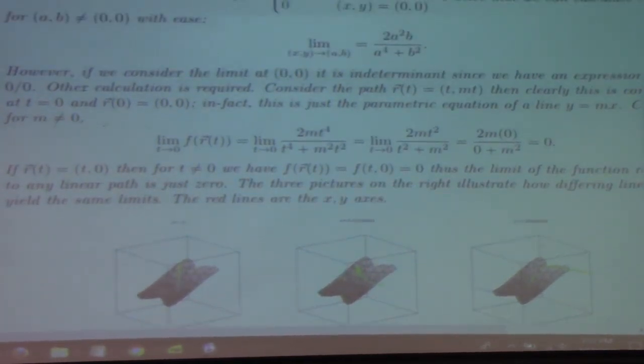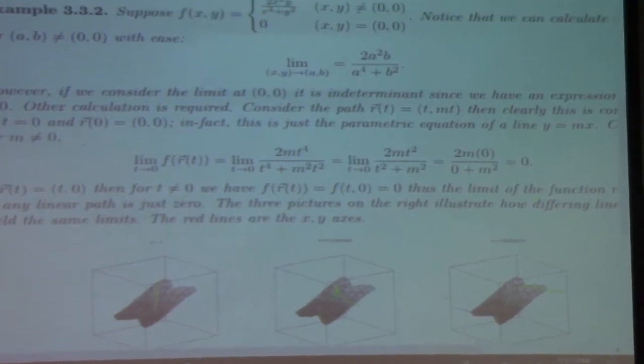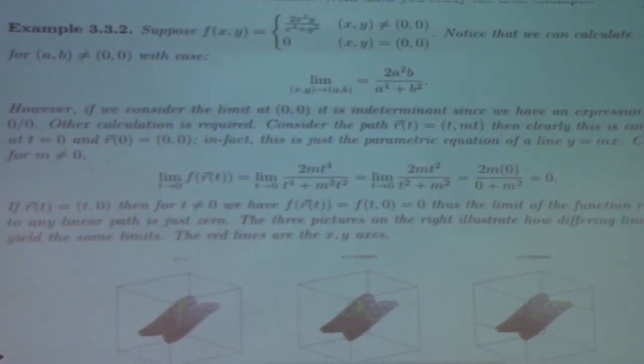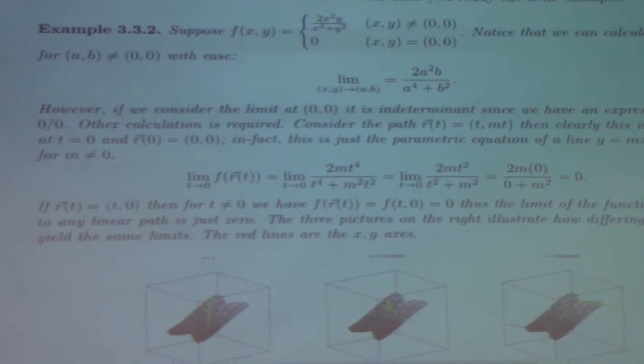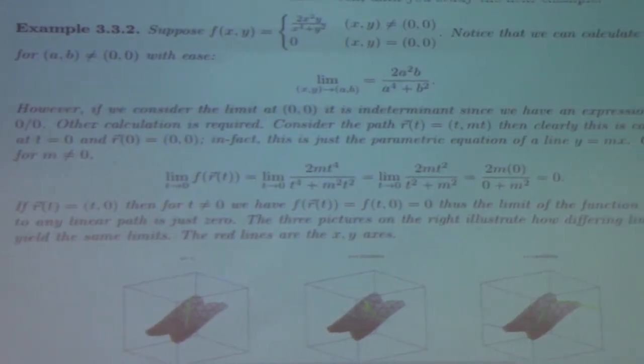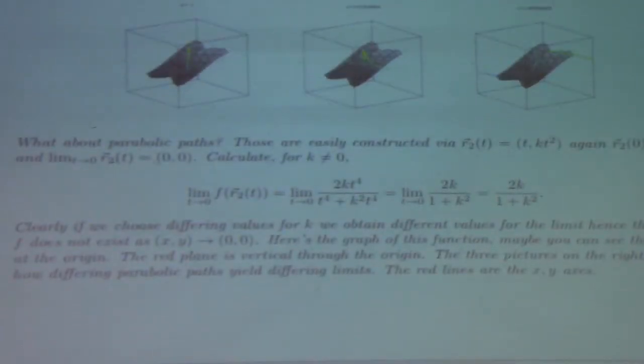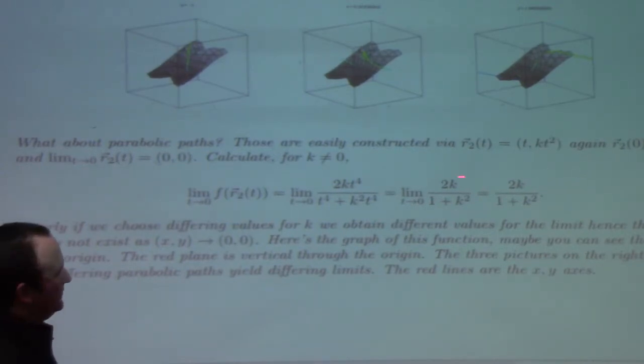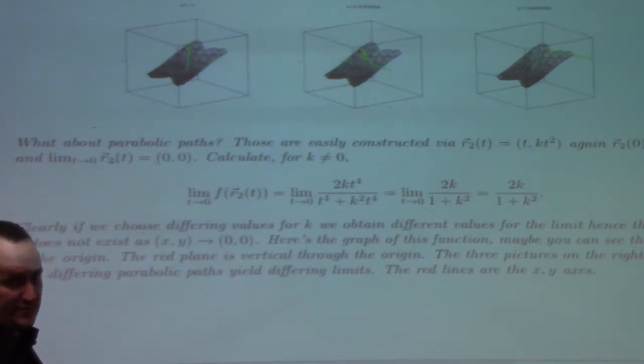This function, 2x squared y over x to the 4th plus y squared. You feed it any linear path, they all work out to 0. And I have shown sort of graphically why that is down here, up to the limits of my capture of this. And then on the other hand, if you feed it quadratic paths, it so happens that the quadratic paths reveal 2k over 1 plus k squared. So you could choose different values of k to get two paths which disagree, thus showing the limit doesn't exist.